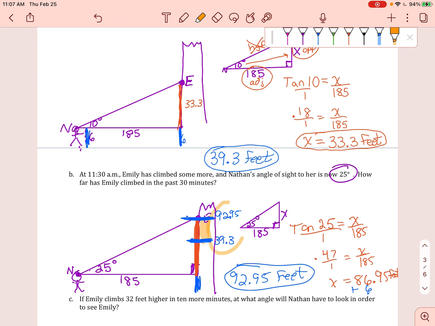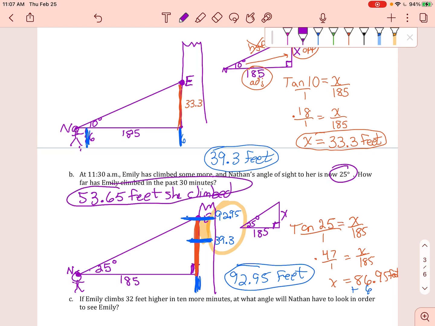What is this number right here? So she climbed, in my calculator, 92.95 minus 39.3. So she climbed about 53.65 feet. Again, you're looking for the difference in how high she went.